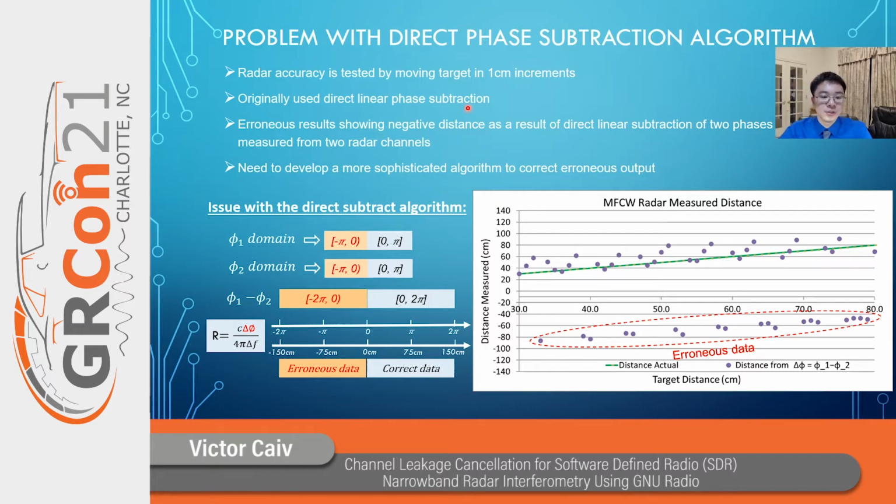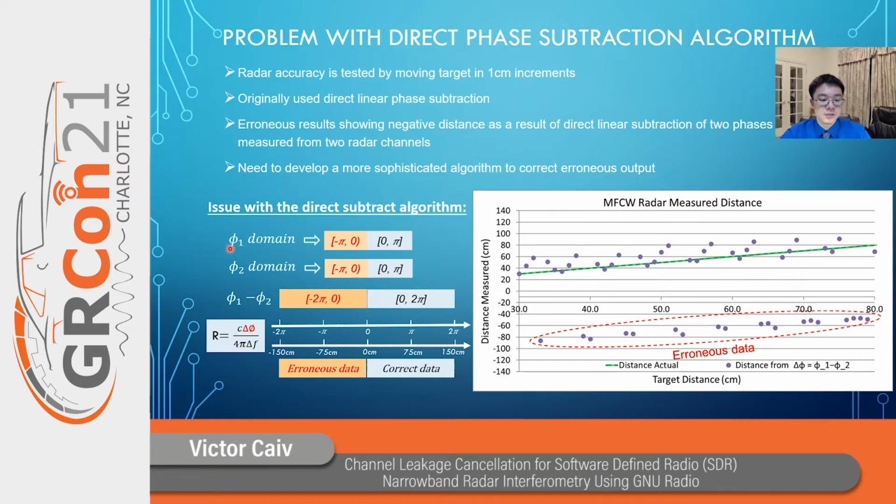So originally we were using a direct linear phase subtraction to get the phase difference, and that produced a plot something like this, where most of the points would be along the green line. However, we see some of these points will actually end up in the negative distance range, which we don't want. And this was because of the direct linear phase subtraction.